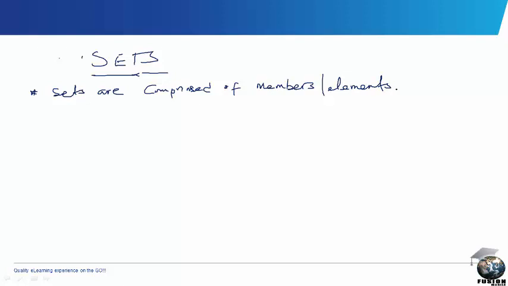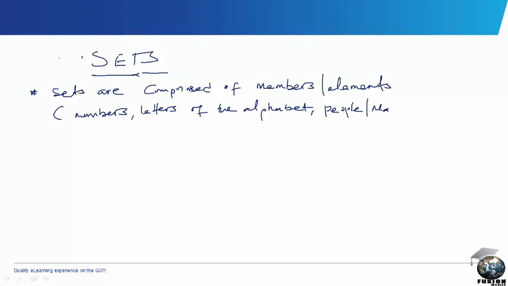All right. They could consist of numbers. Sets could be numbers, letters of the alphabet. They could as well be people or names of people, and so on.